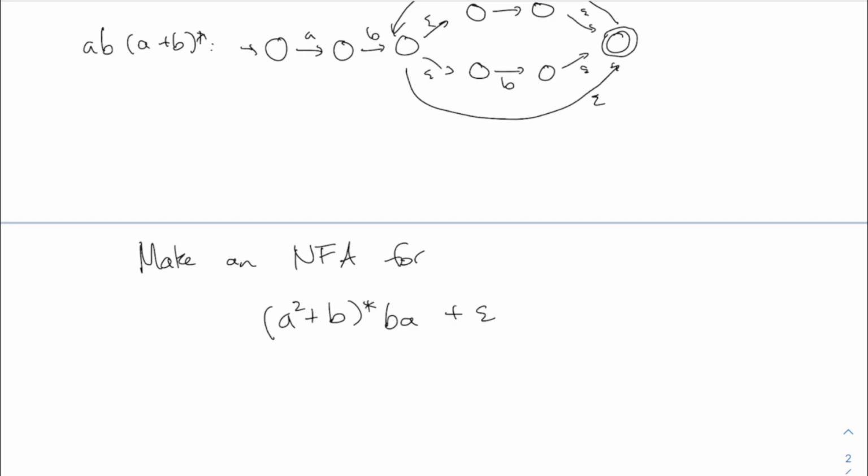It's more typical to write the plus as two branching paths, where along one, across the top is A, across the bottom is B. Yeah, and actually to make this star here, remember you need this epsilon going back, but you also need an epsilon going forward. Okay. Star.